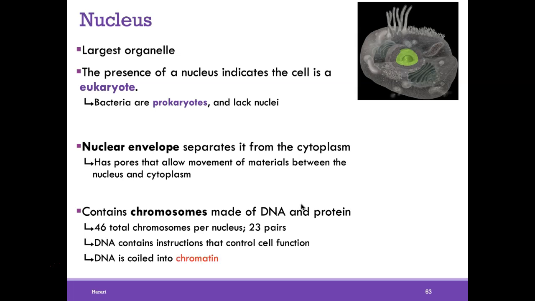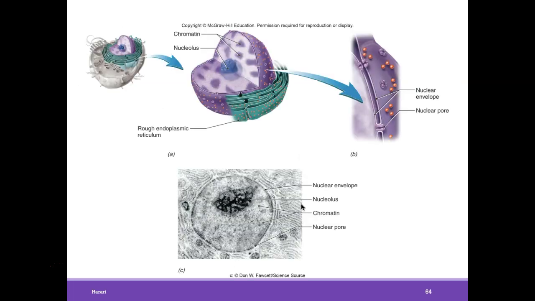And DNA is coiled into chromatin. So chromatin is the combination of DNA and protein. So here we have chromatin that's found inside of the nucleus. The nucleolus is a region within the nucleus where ribosomes are manufactured. You can see here the nuclear envelope is a double membrane that has nuclear pores that allow things in and out.